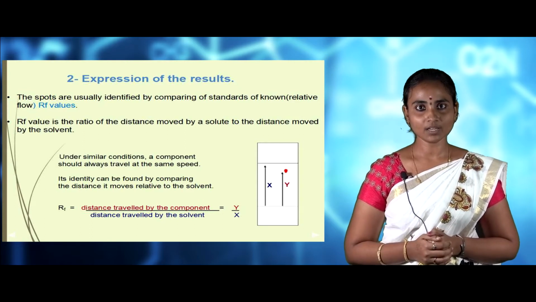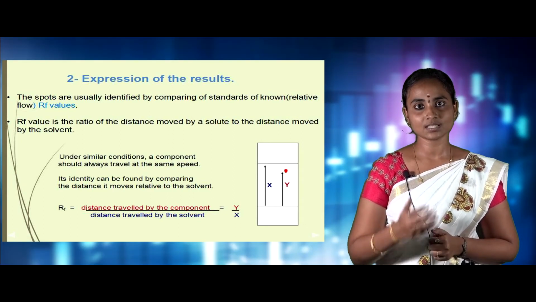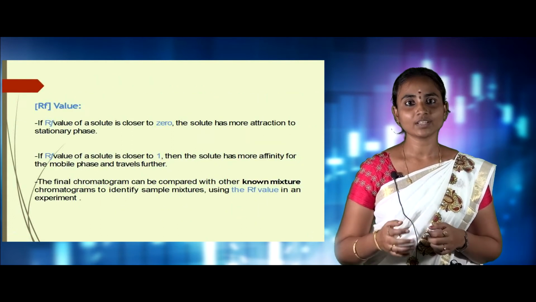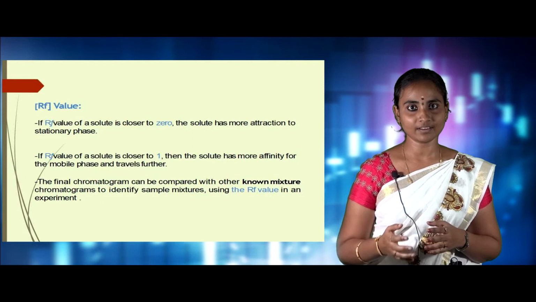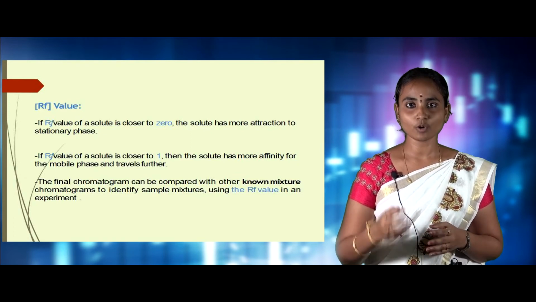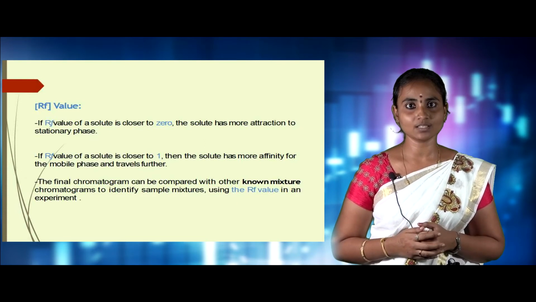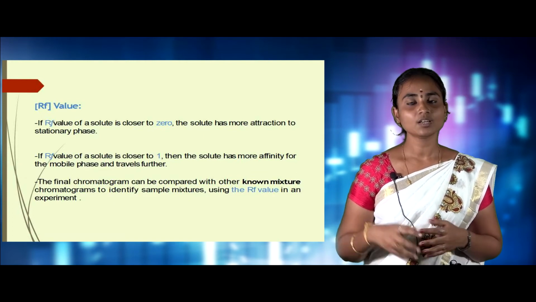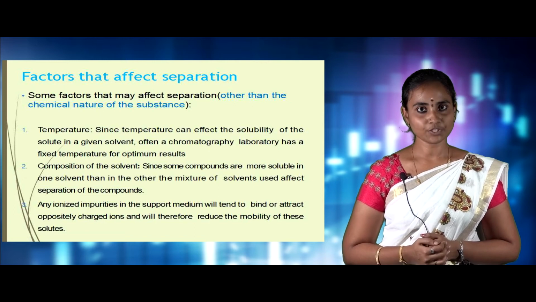The RF value of a particular compound can be calculated as the distance travelled by the compound divided by the distance travelled by the solvent. In this diagram, X represents the distance travelled by the solvent, whereas Y represents the distance travelled by the compound. For determining a compound, if the RF value is closer to 0, the solute has high affinity towards the stationary phase and is retained there. If the RF value is closer to 1, the solute has high affinity towards the mobile phase and will travel with the mobile phase. The final chromatogram can be compared with the chromatogram of known mixtures to identify the sample compound based on the RF values.